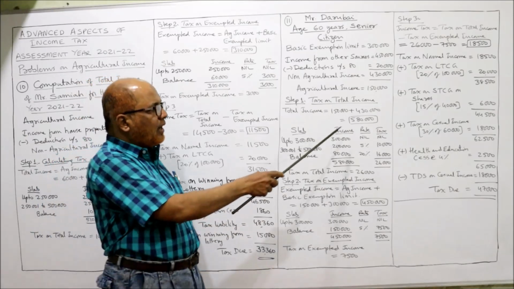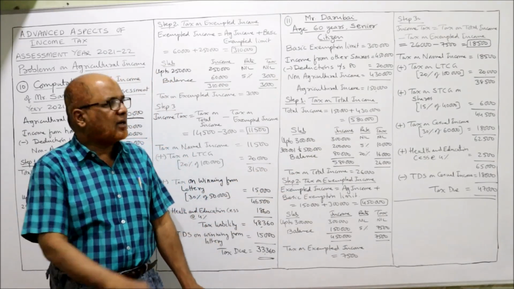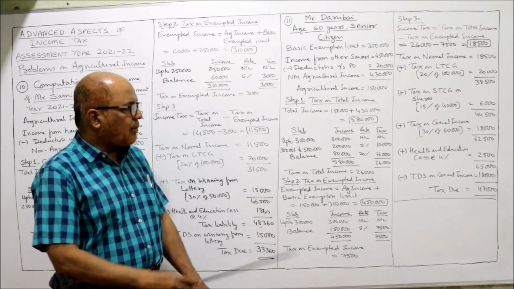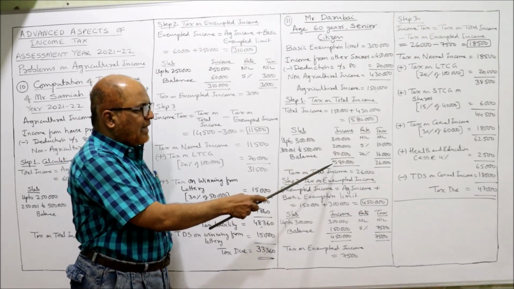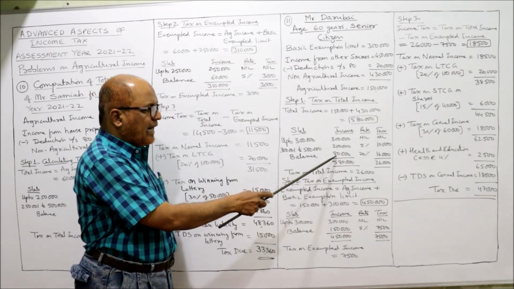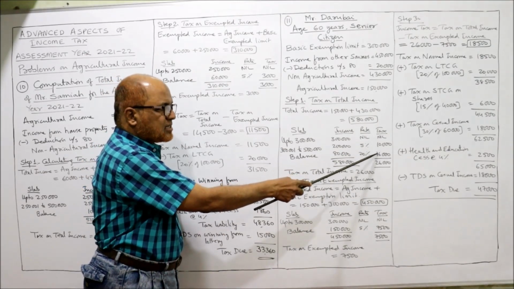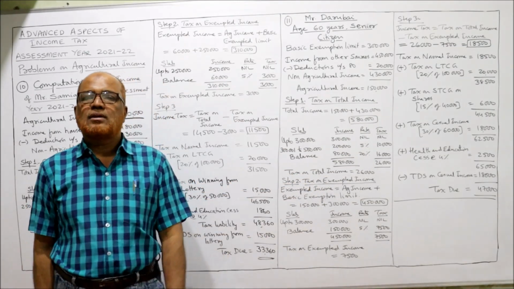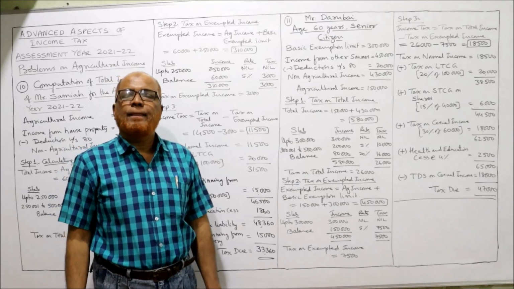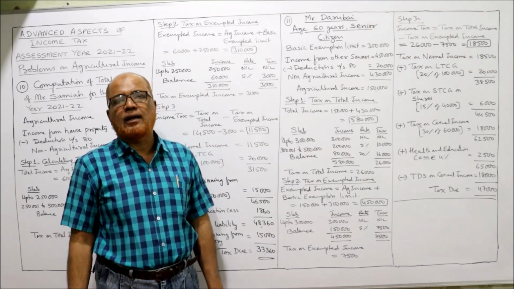But is our income going up to 10 lakh? No. Our income is only 5 lakh 80,000. So I'm taking the balance. 5 lakh 80,000 minus 5 lakh, so 80,000 is the balance. 20% tax, 16,000 is the tax amount. Total 26,000. 26,000 is the tax on total income.